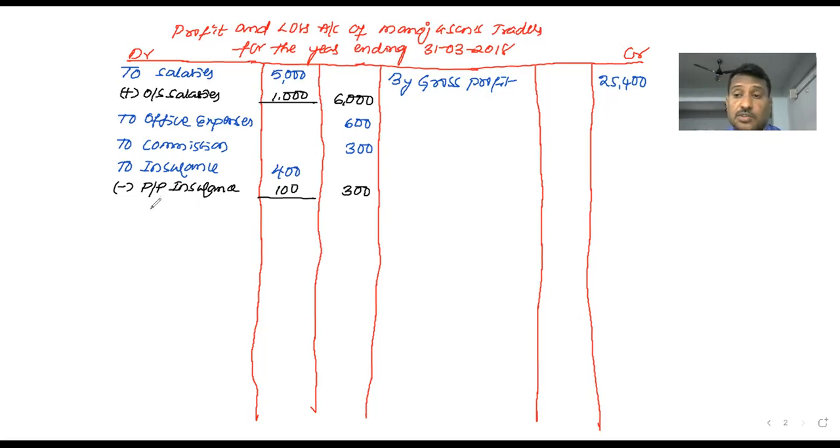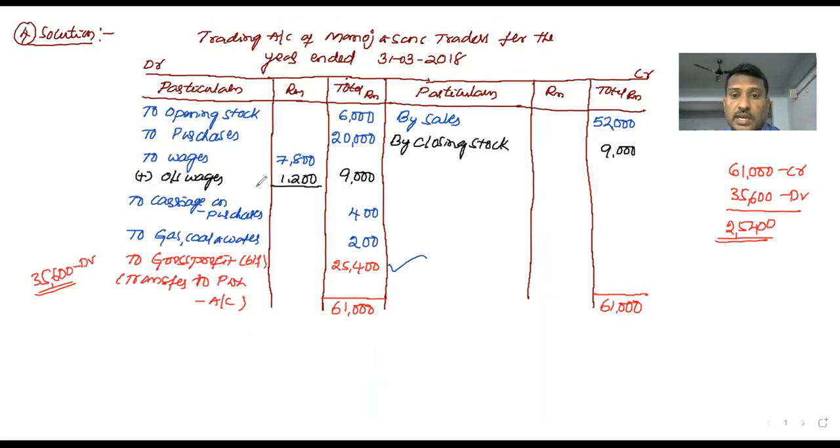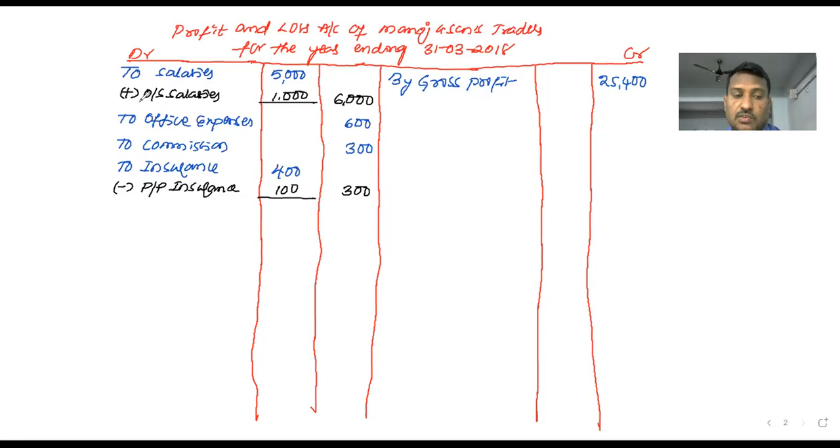Every adjustment comes two times. Already we have considered two adjustments in the trading account: outstanding wages and closing stock. And in the profit and loss account also, two adjustments we have already taken: outstanding salaries and prepaid insurance. Now the next one is provision for bad debts. It is the doubtful debts, so it is a loss. The loss is recorded on the debit side of the profit and loss account.